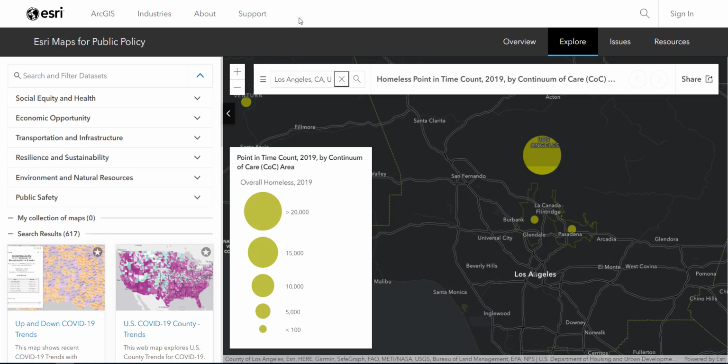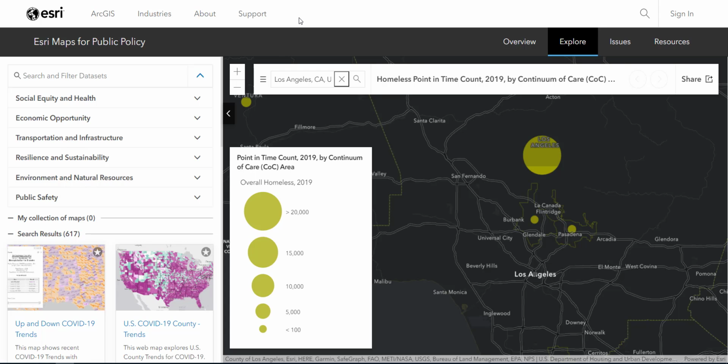Now, another resource and app from the Living Atlas is called Esri Maps for Public Policy. And this, again, is a free resource. It is built for those of you that want to make a difference in your community, whether you are a government official or just a really enthusiastic community member who wants to make that difference. And you need data, you need information to help make that change.